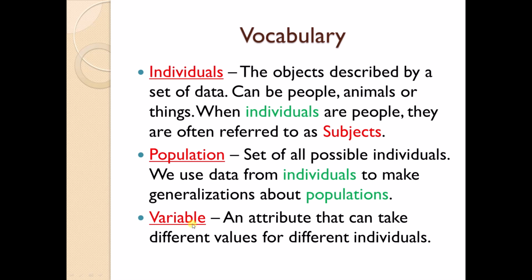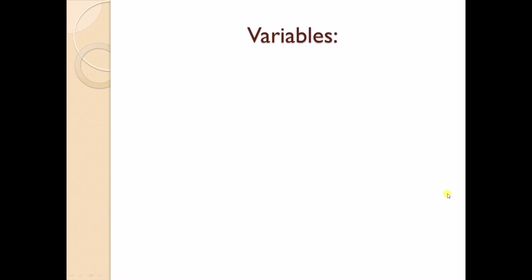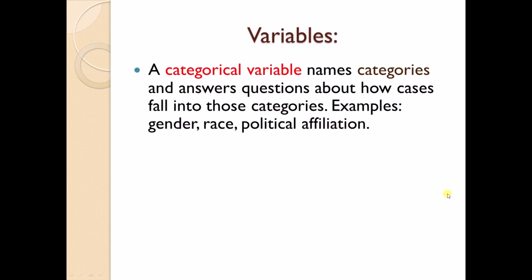So let's look at variables. All right, a categorical variable will name categories. It'll answer questions about how cases will fall into those categories. So gender, for example, men and women. The interesting thing about categorical is that you can't assign any more importance to one category than to another. So when we're looking at gender, we're just looking at variance of human beings, right? Can't really say that men are better than women or women are better than men just as an overall thing.